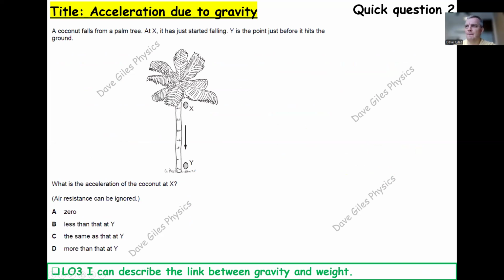And finally, a coconut falls from a palm tree. At X, it is just starting to fall. Y is the point just before it hits the ground. What is the acceleration of the coconut at X? Air resistance can be ignored. Well, acceleration is always the same when this object is falling. It doesn't change if there's no air resistance. So it's going to be the same. So the answer is therefore C.